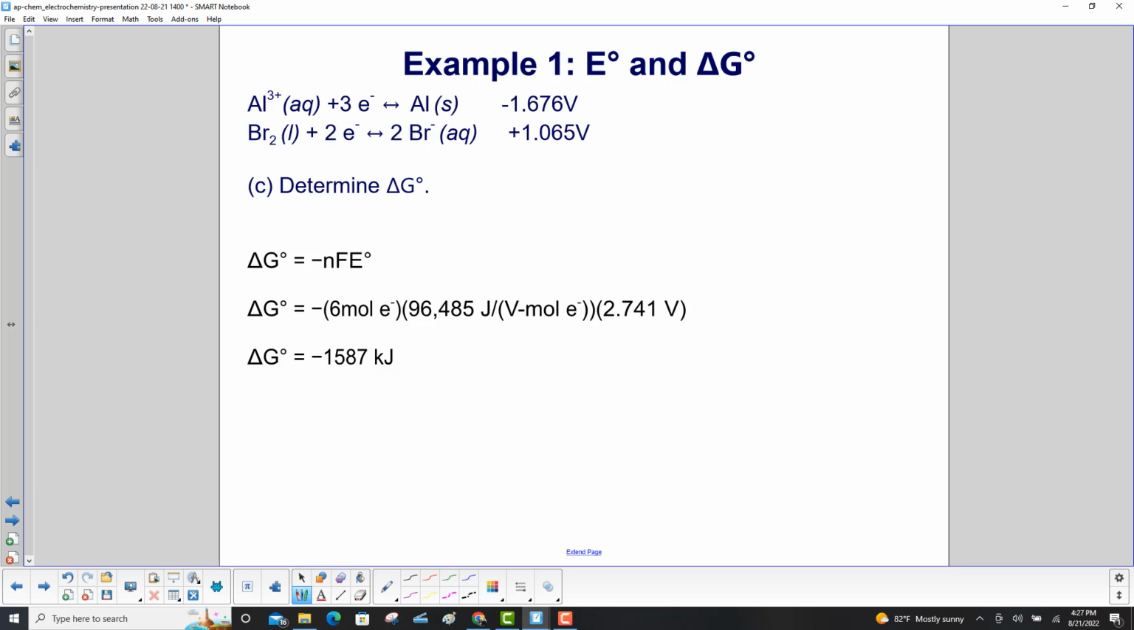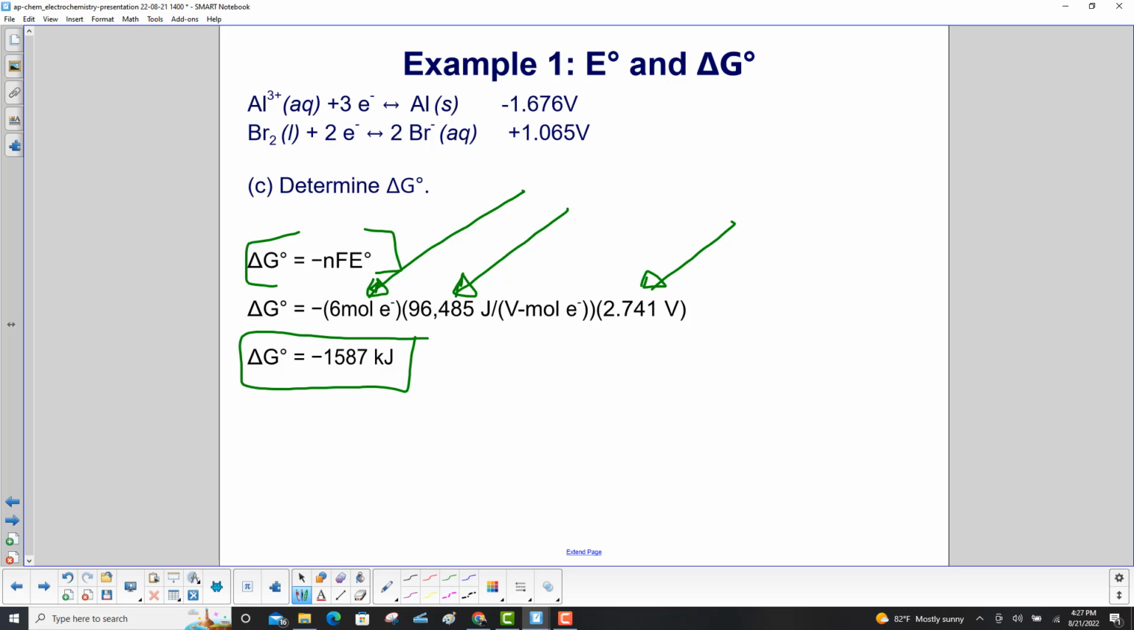Determine delta G0. That's going to be minus nFE0. Here's the 6 moles of electrons that we came up with from the balanced equations. Here's our Faraday constant. And here's the voltage that we found, or the E0. Multiply everybody together, you get delta G0 is minus 1,587 kilojoules.